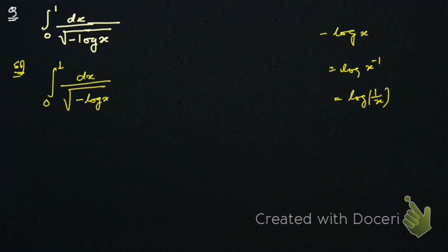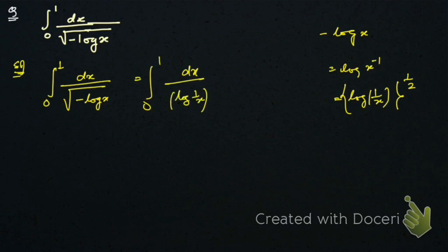As there is a square root, we can write this whole to the power half, right? So this can be written as integration 0 to 1 dx by log of 1 by x to the power half, which also can be written as integration 0 to 1 log of 1 by x to the power minus half dx, right? Very simple simplification.